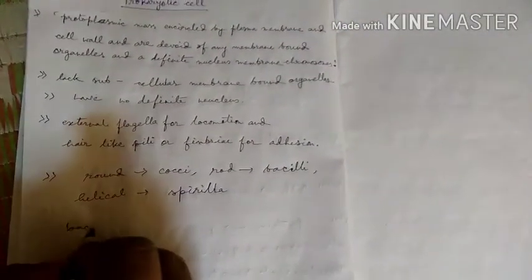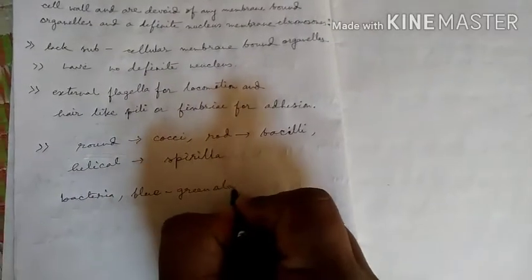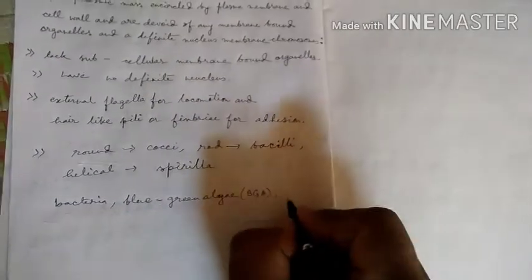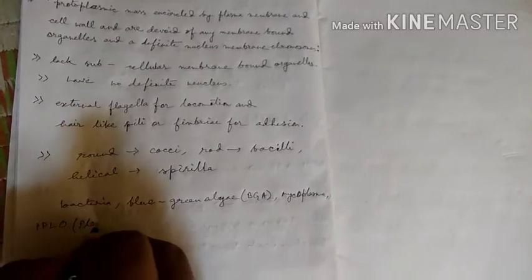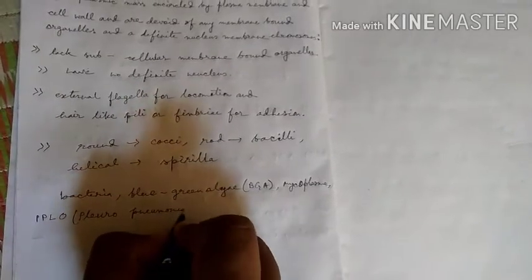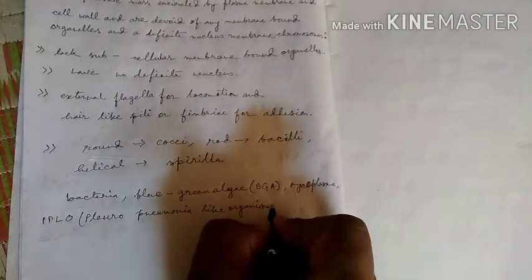Examples of prokaryotic cells are bacteria, blue-green algae, which is also called cyanobacteria or BGA, mycoplasma, and PPLO, pleuropneumonia-like organisms.